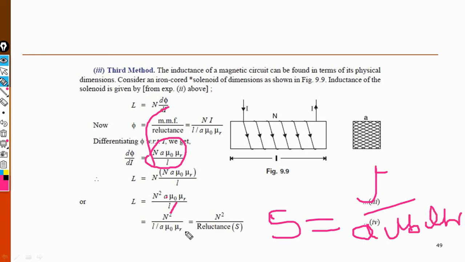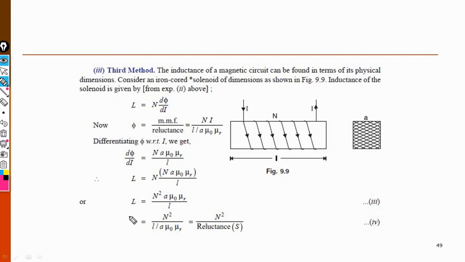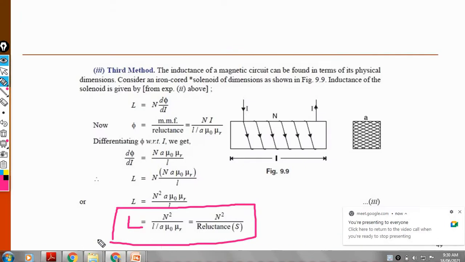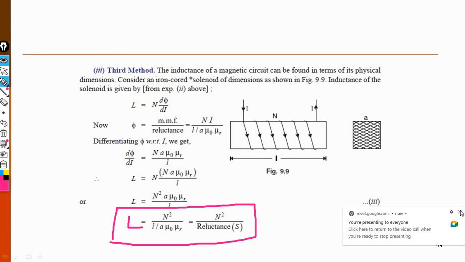Okay, that means the reluctance formula is l upon A mu 0 mu r. That means in the third method we have to calculate reluctance. This is the formula of reluctance we have to calculate. It is L is equal to N square upon S, where S is l upon A mu 0 mu r. Okay, that means this is the formula of reluctance. That means in self inductance we need the first method, second method and third method to find out inductance.